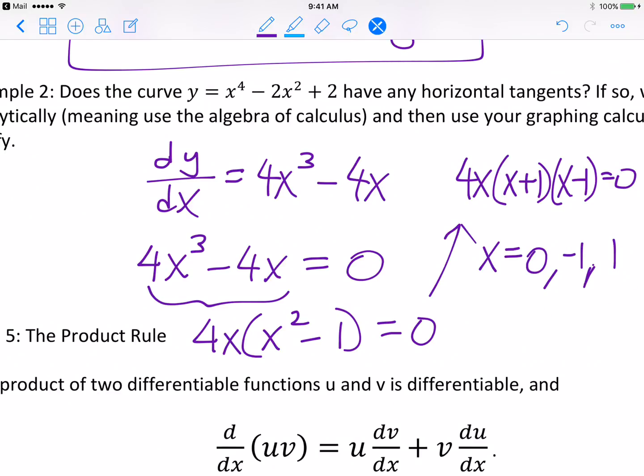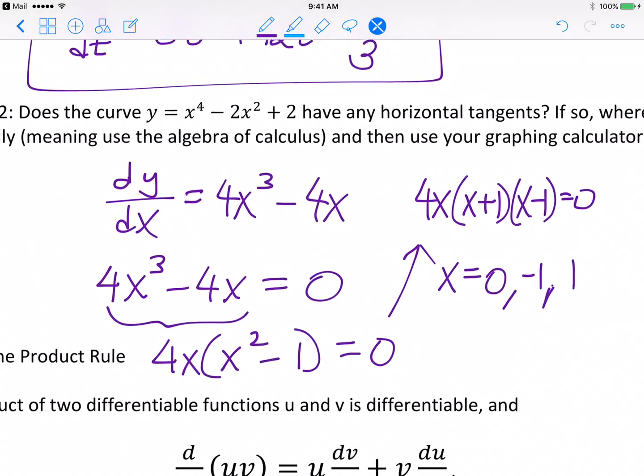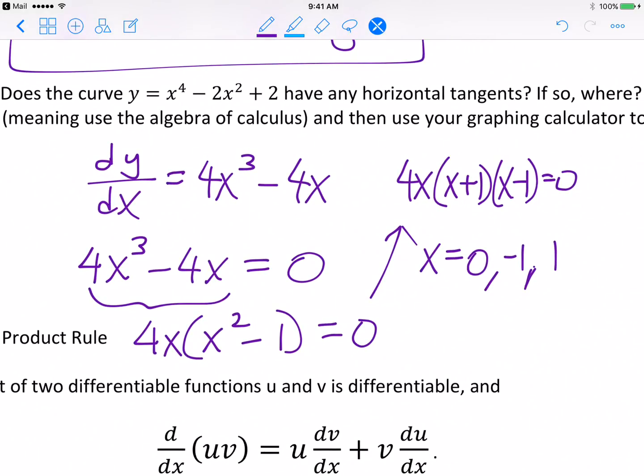Okay, and then you can check this graphically too. And the point of tangency could be found by using the graph or by plugging in these x values back into the original function. You can find the corresponding y values for these three values.